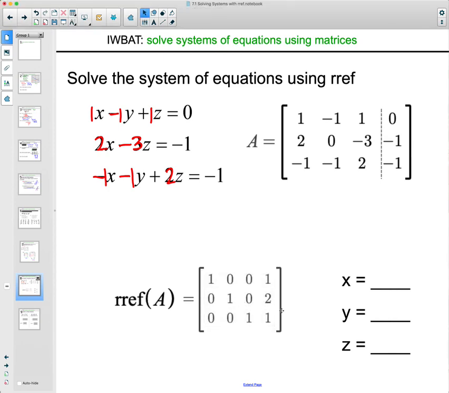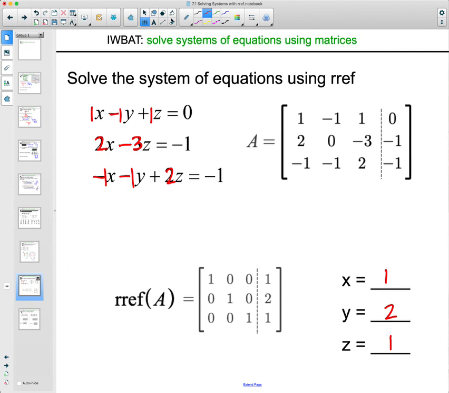Our row reduced echelon form will give us our solutions. So again, remember, here's the identity matrix over here. So this is saying x equals 1, y equals 2, and then z equals 1. So that's how simple it is to solve a system.